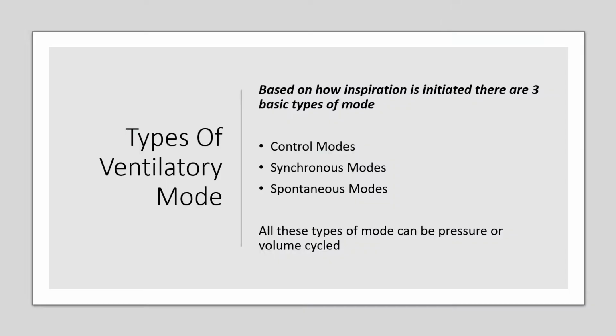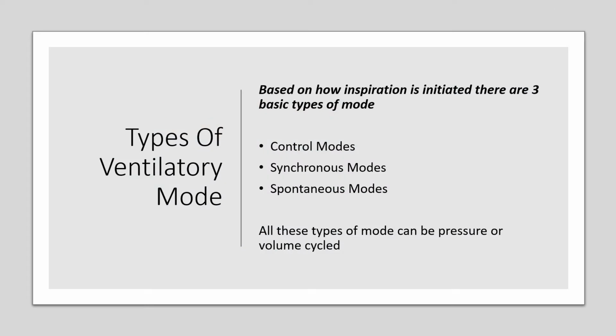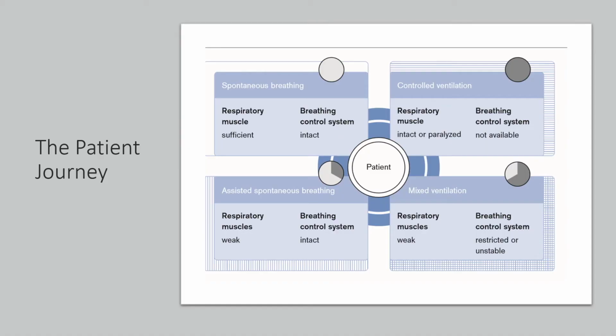And last of all, there are spontaneous modes, and in the spontaneous modes the patient generates inspiration, but sometimes asks for a bit of a hand from the ventilator. And these are the modes you are hoping to get to prior to extubating the patient. Now it's important to remember that all these modes can be either pressure or volume cycled, and although there are limitations on some of these modes, you can actually ventilate any patient in any mode, provided you know what you're doing. Right, so there's a patient journey from intubation to extubation and everything in between.